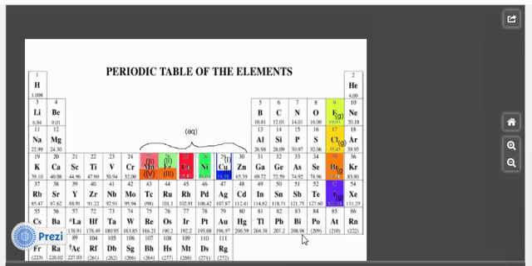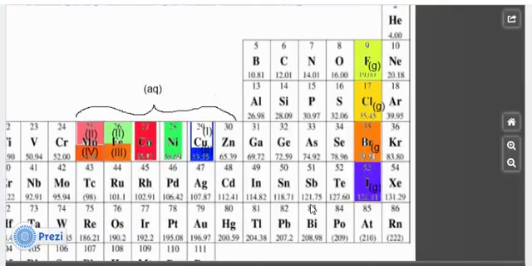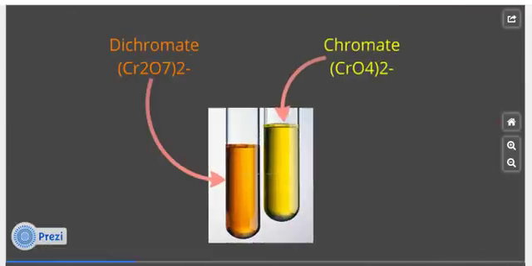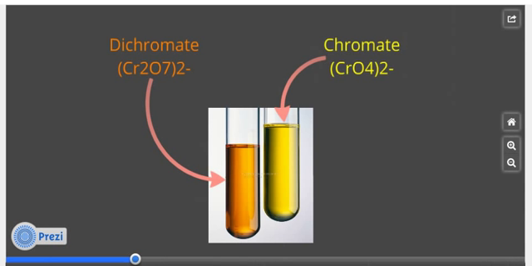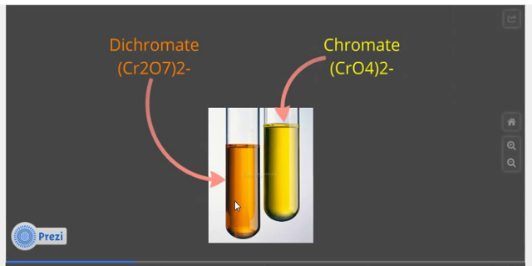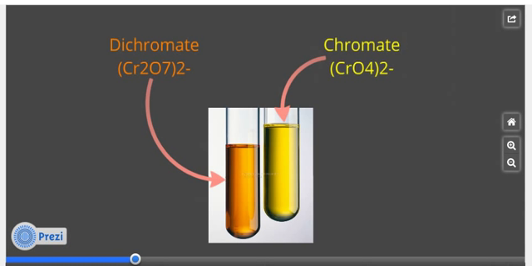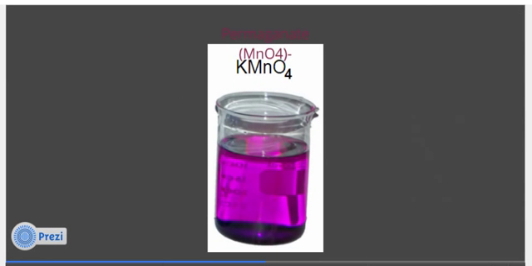Besides just elements on the periodic table, polyatomic ions can also have some color. The dichromate ion is an orangish color. Actually, this is the picture right here, what it actually looks like. It's orange. Chromate is yellow. Permanganate is purple. And in my class, you worked with permanganate. It was the one that we used with the hydrogen peroxide. It was the purple stuff that you were titrating with.